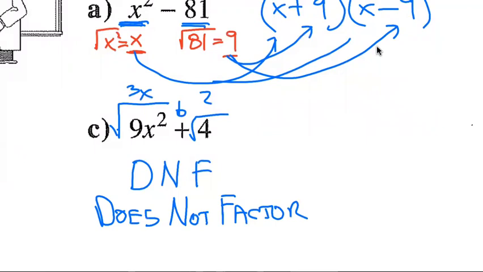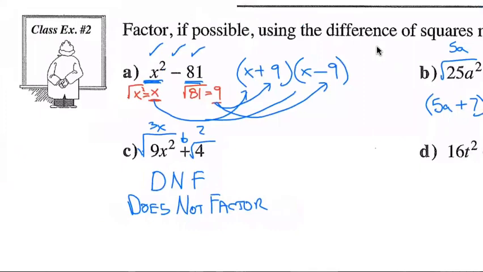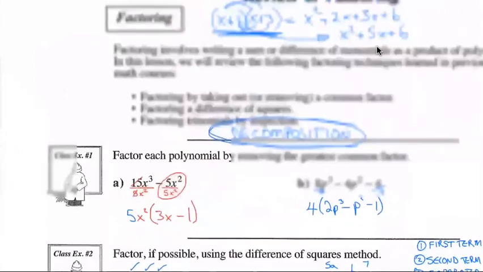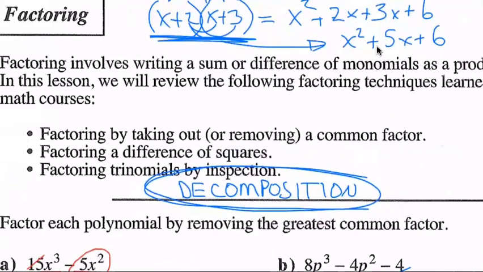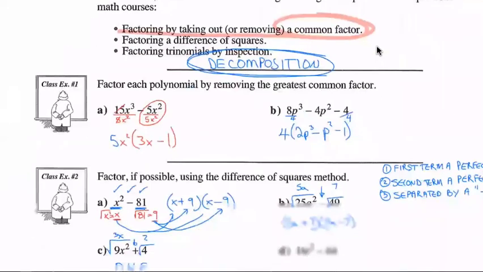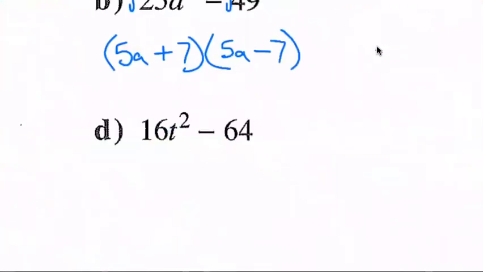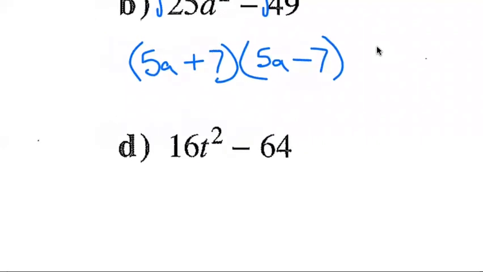That's it. Okay, so now hopefully you have a good handle on the difference of squares method, but you again always have to remember what's the first rule in any factoring question. Factor out a greatest common factor. Now those first 3 didn't have one, but if we look at question D, 16t squared and 64, there is a greatest common factor between 16 and 64, and that's 16. So I have to factor out my 16 first. 16 t squared minus 4.